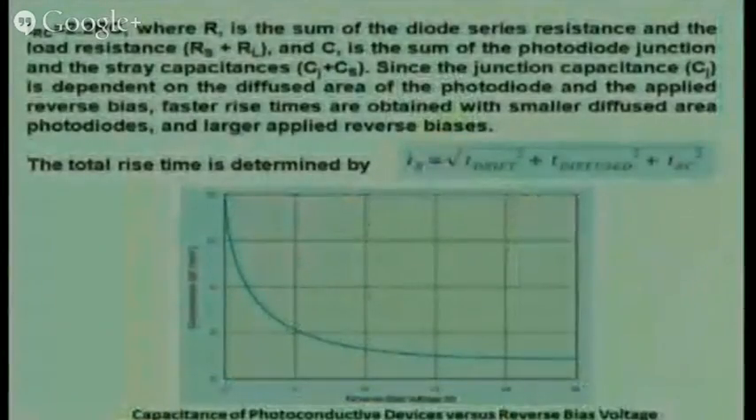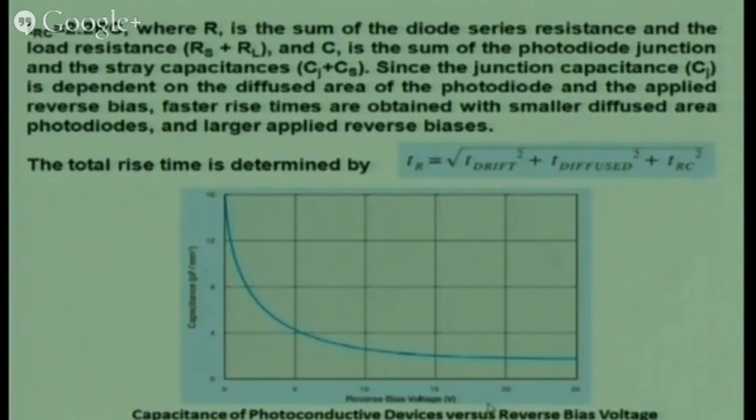So if I see this capacitance versus the reverse bias, as I keep on increasing the reverse bias, the depletion region or depletion width increases, and the separation D increases. Because the separation increases, the capacitance decreases, right? So it gives me a decrease in the capacitance as I increase the reverse bias.